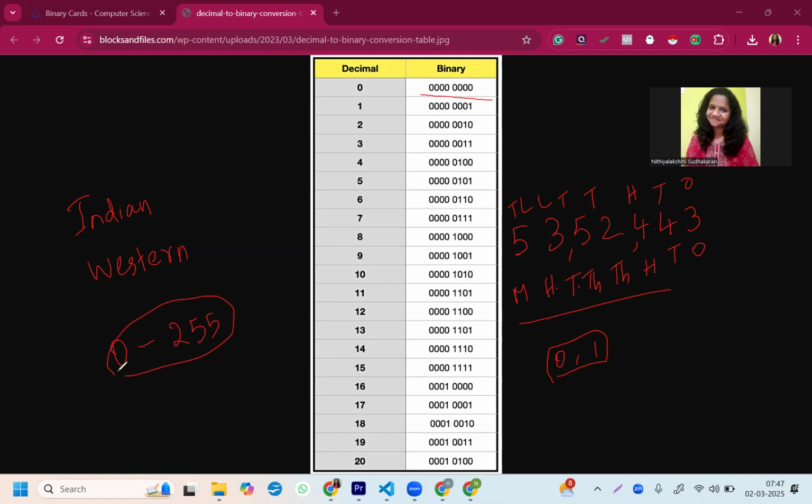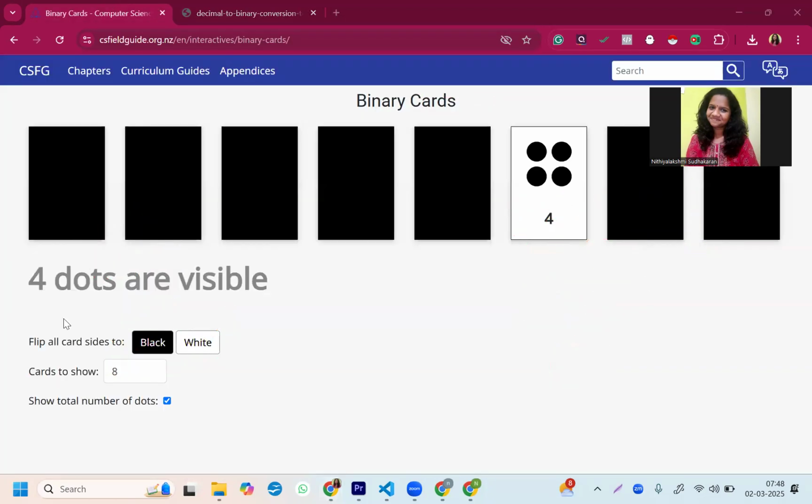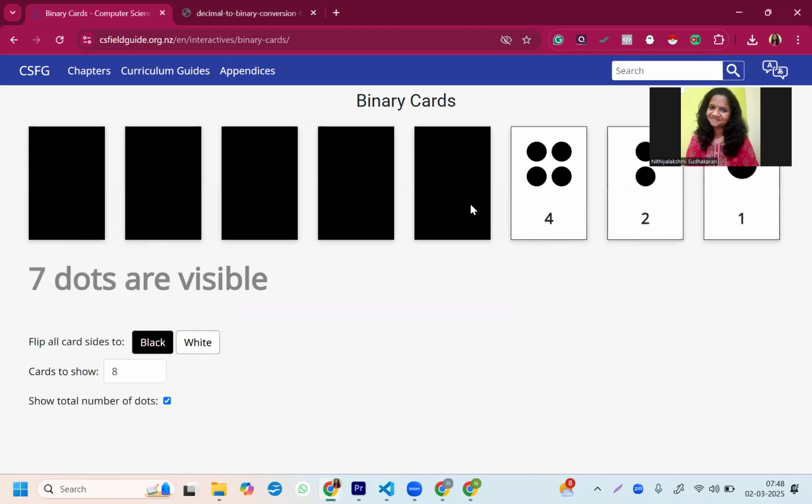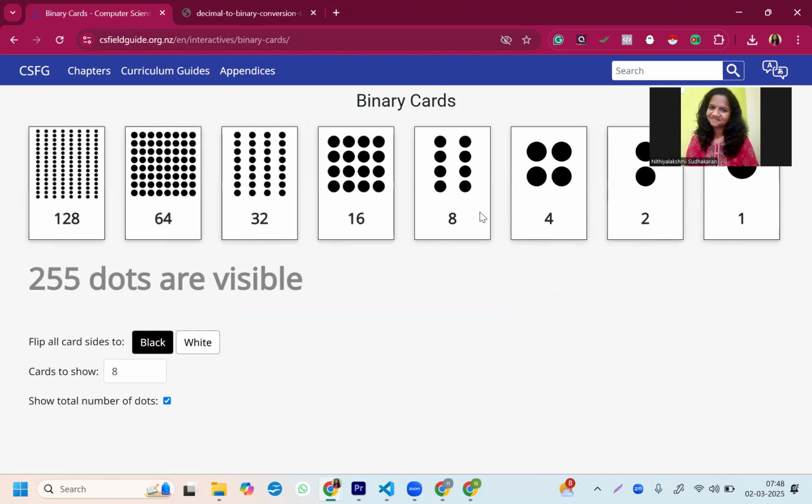Say for example, here, let me show this explanation of how the decimal is converted into binary numbers through this card. This card gives you a clear explanation. Now let me open all the cards over here. So these cards are binary representation cards.